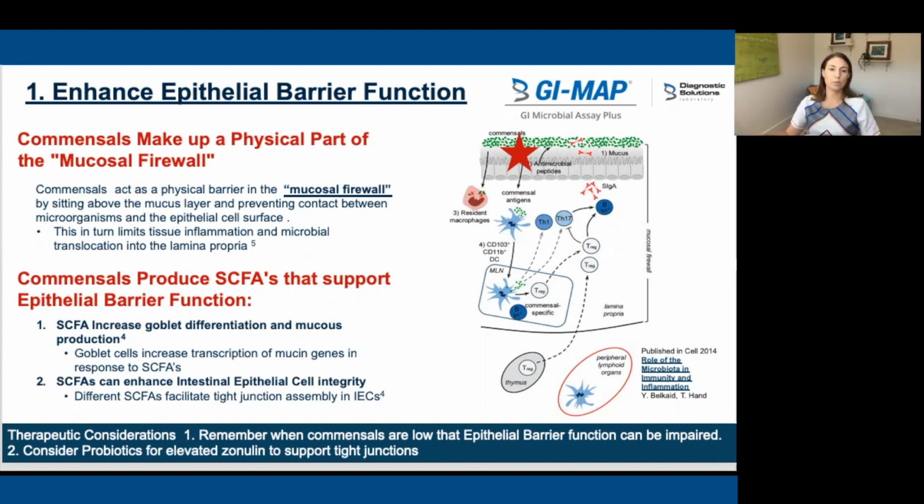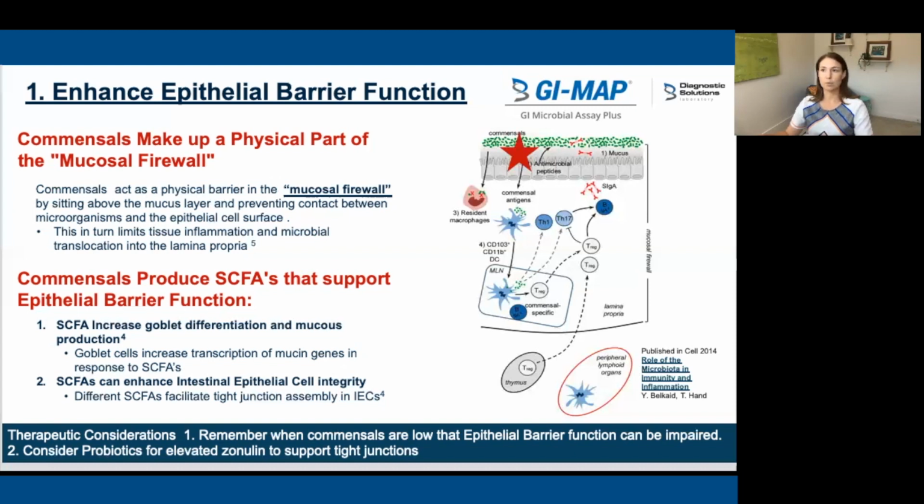So a couple things to consider when it comes to treatment. Just remembering that if you do see on your patient's profile low commensals or deficient beneficial bacteria, that there probably is some epithelial barrier dysfunction too. So just having that in mind, that's going to need some extra care and consideration. And then also, if the patient's zonulin is elevated, and that's also tested on our GI map as an add-on, so if their zonulin is elevated, you may want to consider probiotics in that situation too, just to help to support that tight junction assembly.